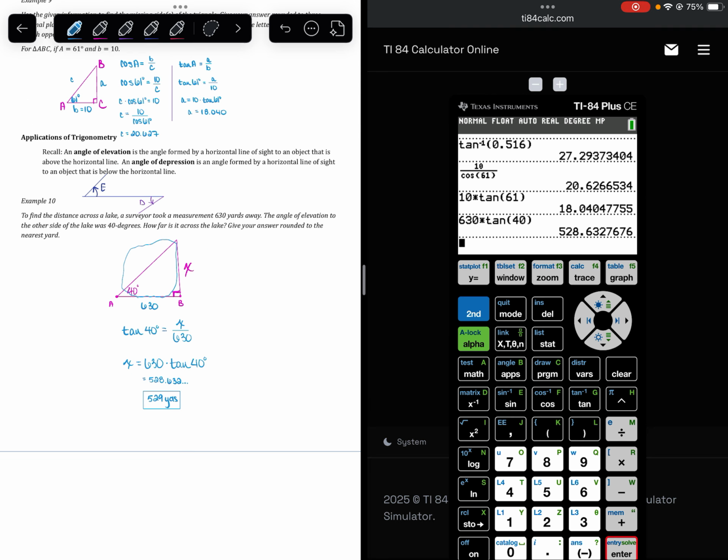So again, elevation versus depression, be mindful of which is which. If the picture is not given, draw a picture. It makes them a lot easier. And I can't remind you enough, watch your mode in your calculator. All right, go get your homework done and let me know if you have any questions.